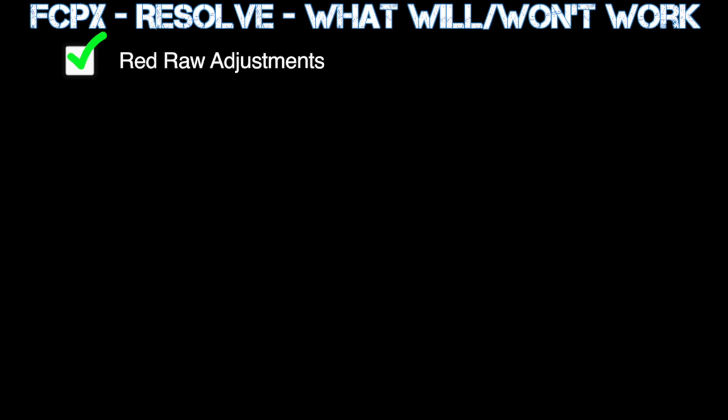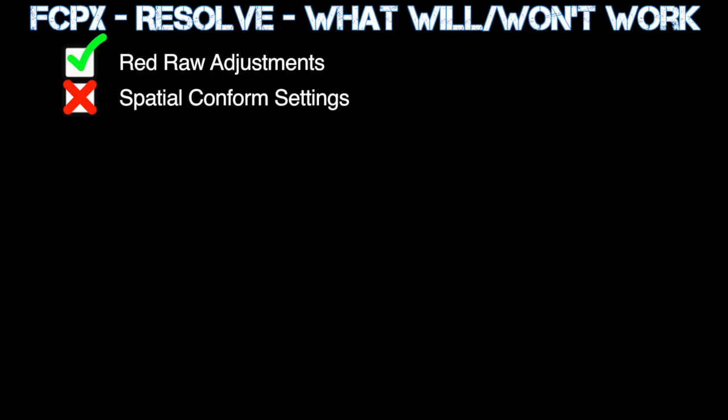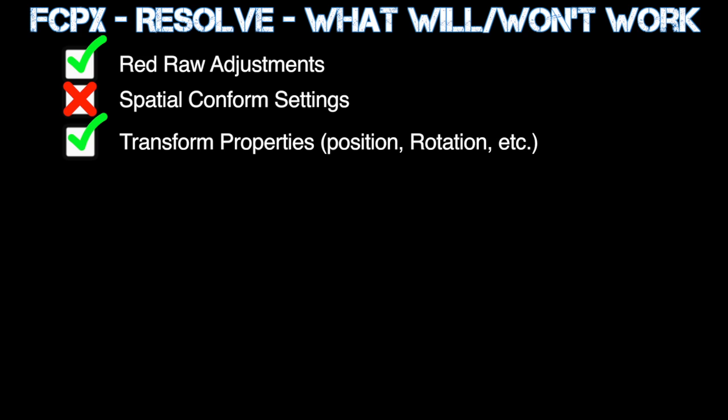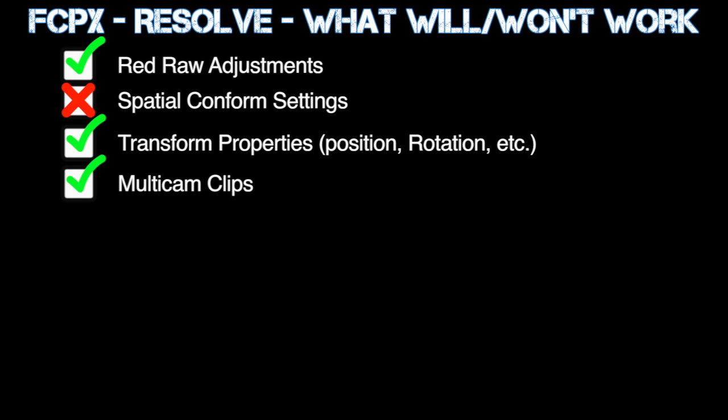So Red Raw adjustments do work. Any adjustments you make in Final Cut or Red Cine X Pro will be translated over to Resolve. However, Spatial Conform settings that you make to your Red Raw footage probably will not transfer. However, your transform properties such as position, rotation, and scale should transfer. So if you're worried about that, my recommendation would be to, instead of using Spatial Conform, use the transform settings.